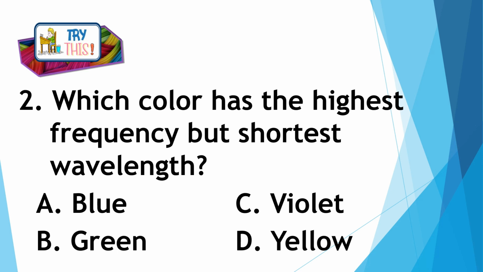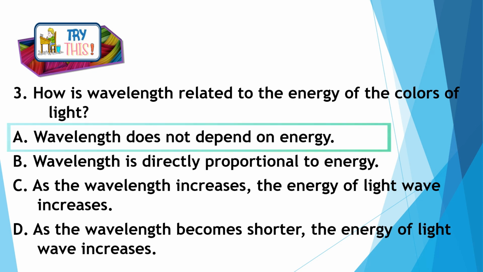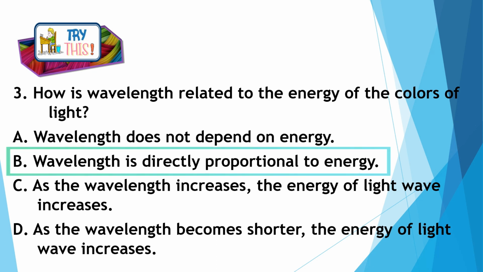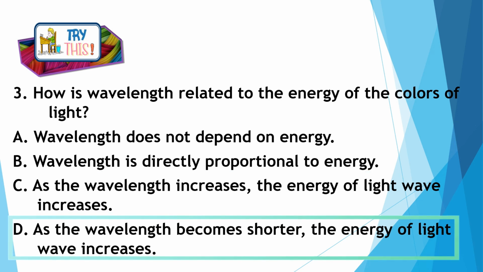Number 2. Which color has the highest frequency but shortest wavelength? A. Blue. B. Green. C. Violet. D. Yellow. Number 3. How is wavelength related to energy of the colors of light? A. Wavelength does not depend on energy. B. Wavelength is directly proportional to energy. C. As the wavelength increases, the energy of light wave increases. D. As the wavelength becomes shorter, the energy of light wave increases.